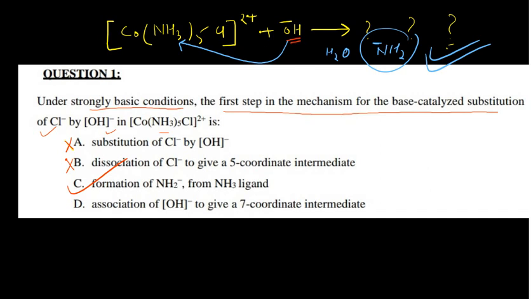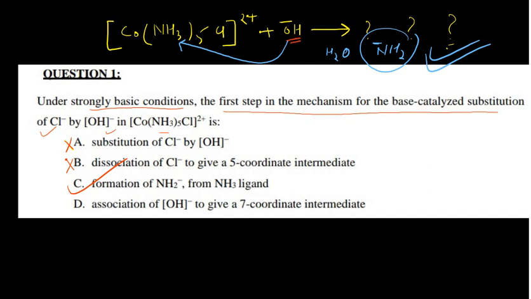So basically in the base catalyzed substitution of the chloride by hydroxide ion in this particular complex under strongly basic conditions, the first step involves the removal of a hydrogen from the ammonia ligand, right? Because ammonia loses the proton actually. It's a Bronsted acid in that case, not a base. And this will result in the formation of the conjugate base NH2 negative.